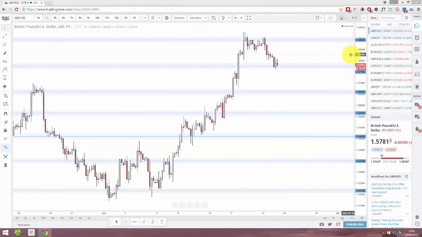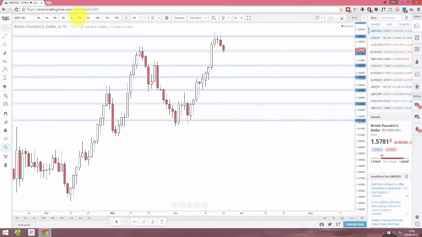So first, GBPUSD. I am looking at only one resistance area this week, this one up here, the 158.95 or so. This acted as a great resistance area last week. I actually ended up taking a trade here last week, a nice little short.